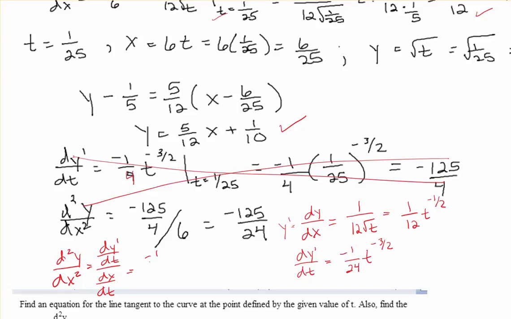So I should have done this: negative 1/24 t to the negative 3/2 divided by dx/dt, which was 6. And t here was 1/25. So if we just flip it and say 25 to the 3/2, that'll clean this up. So it's going to be negative, and this 24 can go on the bottom to live with the 6. So that's going to be 144 in the denominator. And then this is going to be 25 to the 3/2, which is 5 cubed or 125. So negative 125 over 144 should have been the answer for that problem, not the answer that I got.